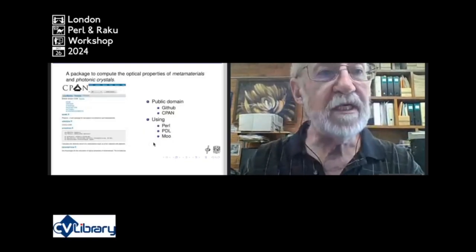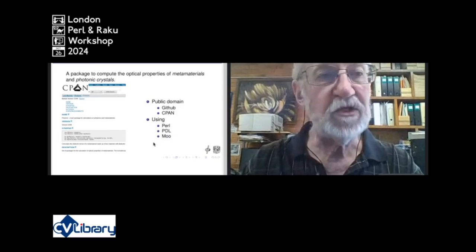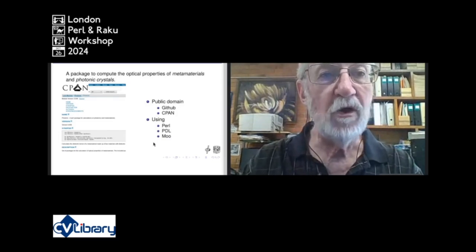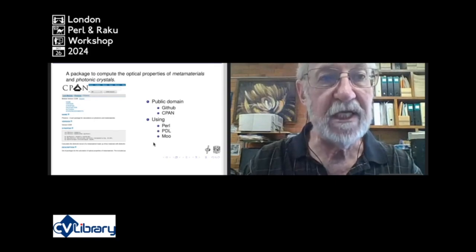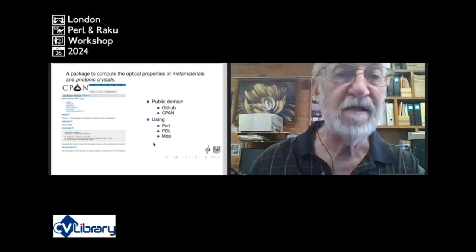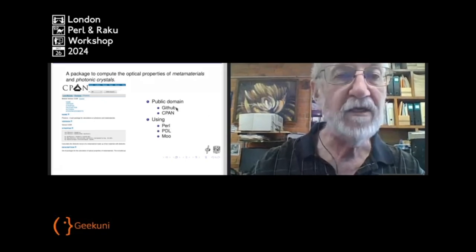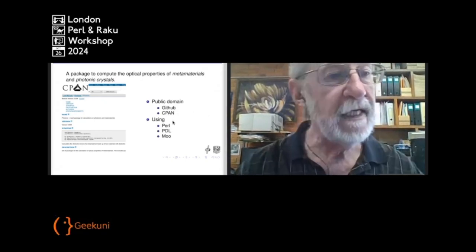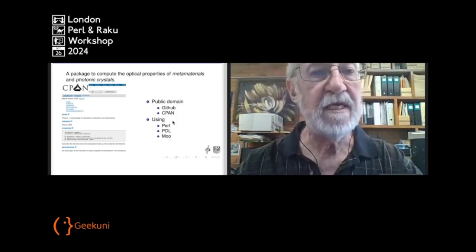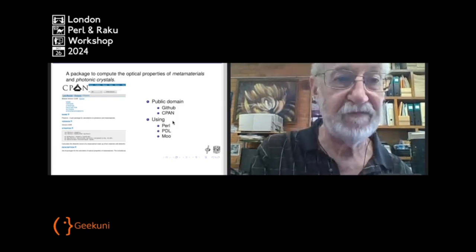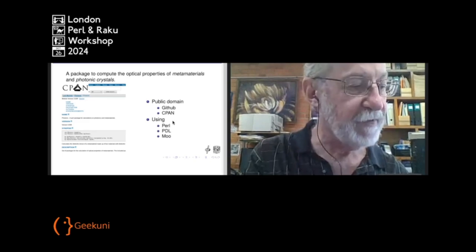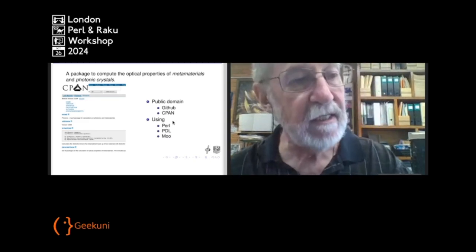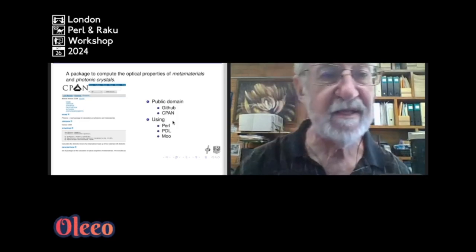So what I want to talk about is a package we call Photonic. So what is this package? It's a package to compute the optical properties of metamaterials and photonic crystals. It's in the public domain. You can find it in GitHub and CPAN. And it was built using Perl, the Perl Data Language numerical extension, and the object system Moose.